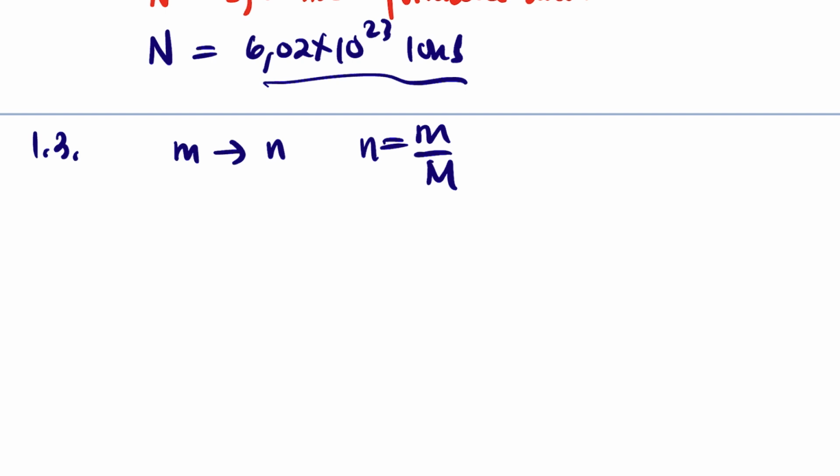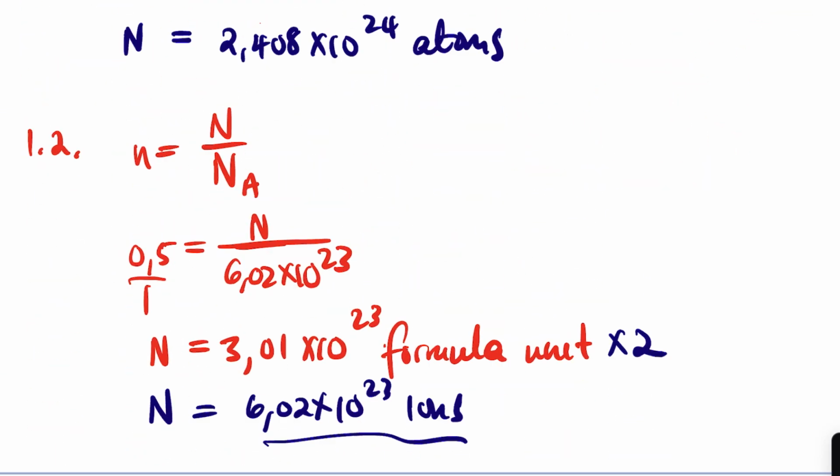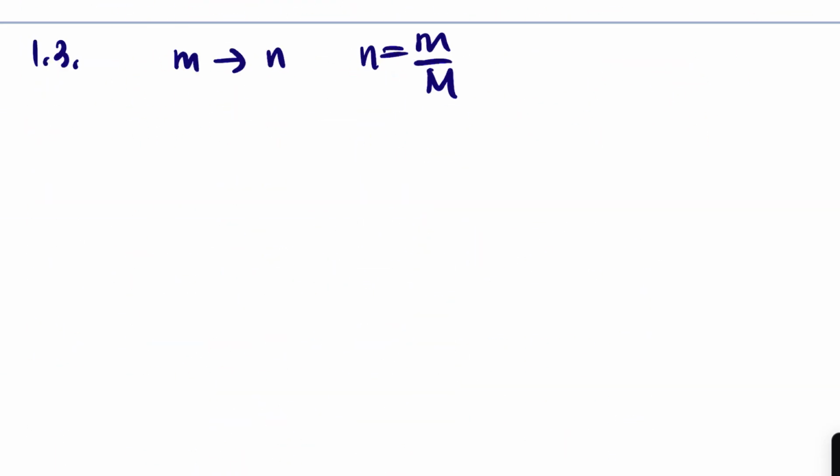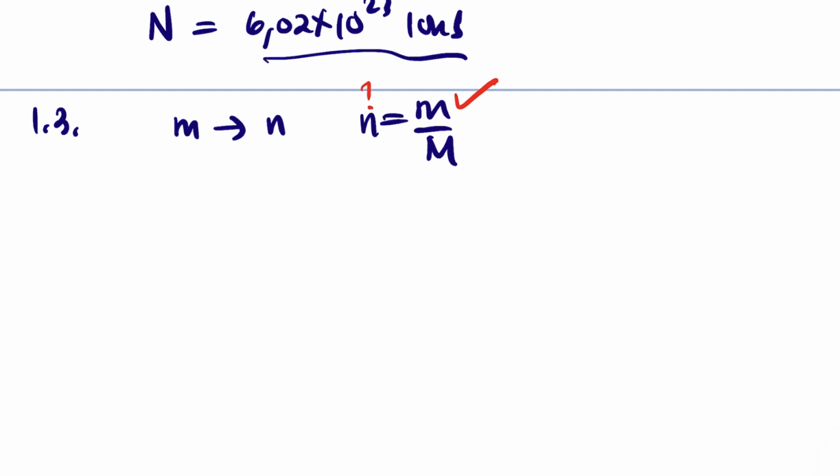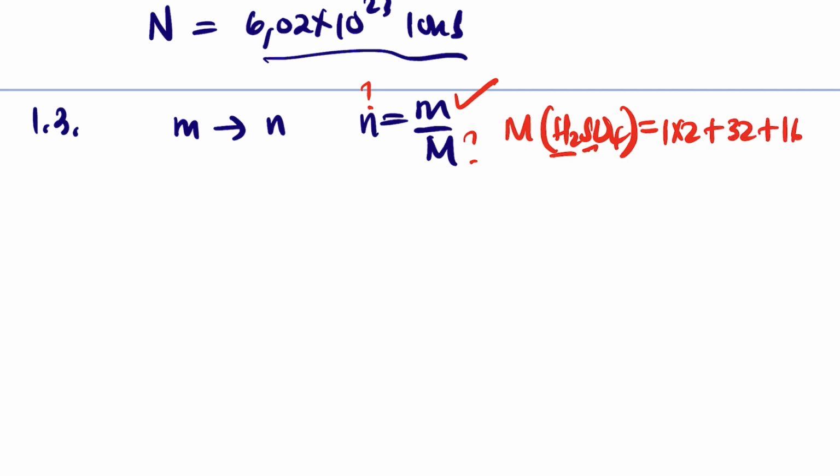Looking at this formula, we do have the mass, we want the number of moles, so we need to get the molar mass. The molar mass of sulfuric acid: hydrogen, which is 2 of them, plus the sulfur is 32, plus 16 of oxygen, and how many? 4 oxygens. So the answer there will be 98 gram per mole, right?